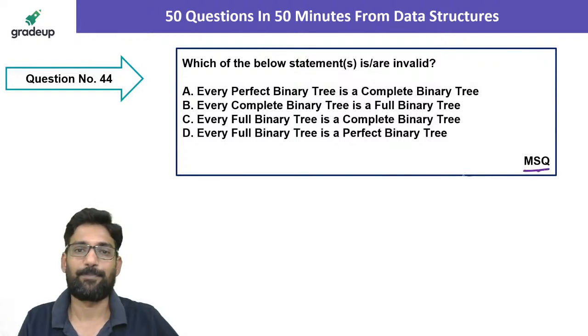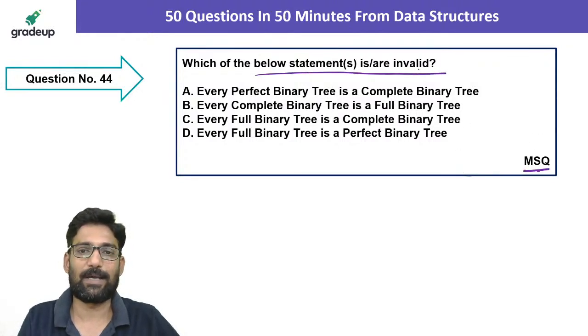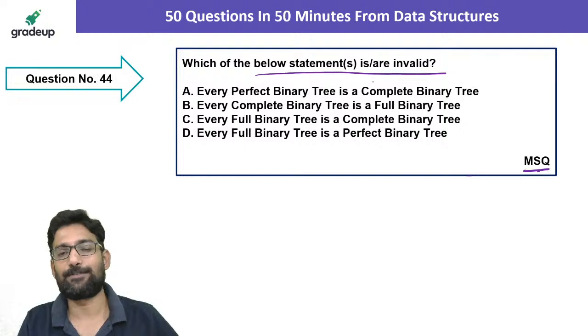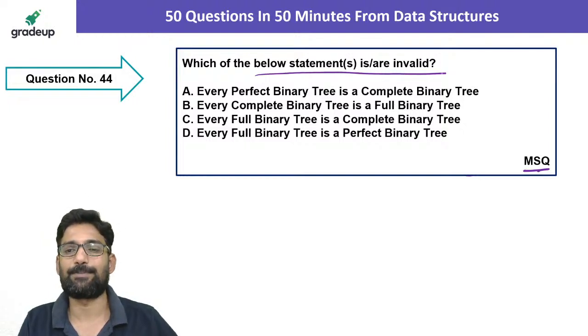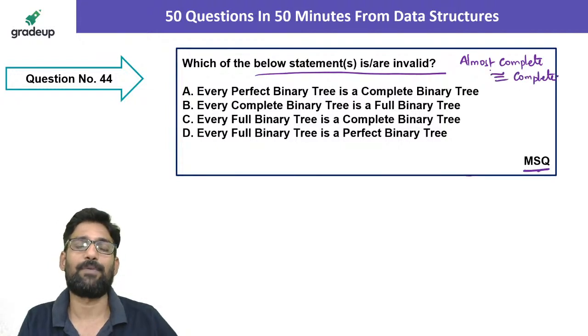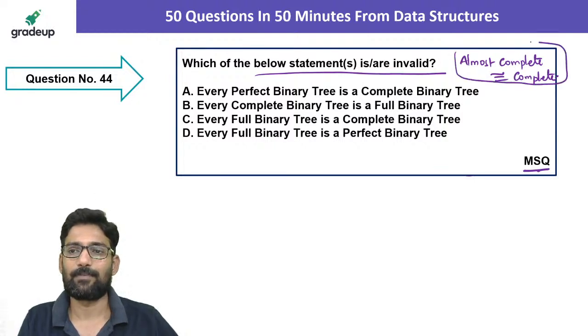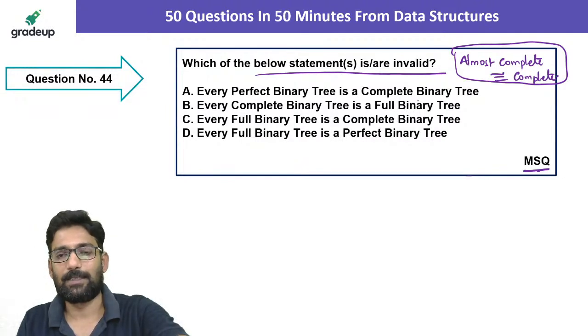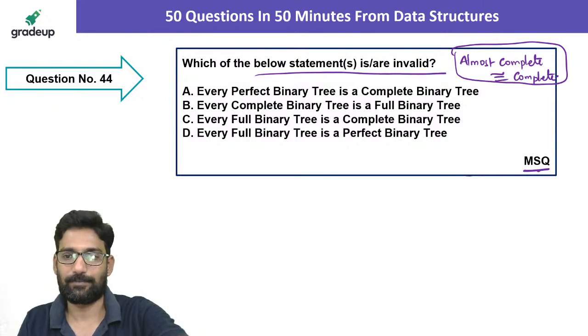MSQ question guys. Which of the below statements is or are invalid? Every perfect binary tree is complete. Every complete is full. Every full is complete. Full is perfect. For this question, just treat almost complete and complete as the same. Okay, I am giving you this consideration. So considering it, identify the false statement. It's an MSQ question guys.